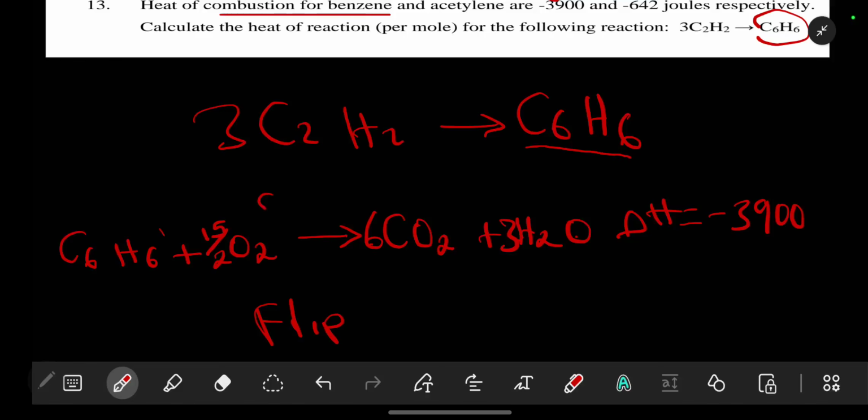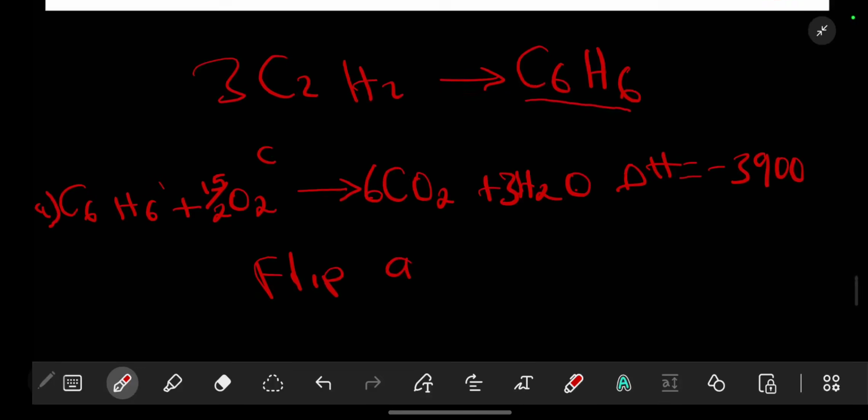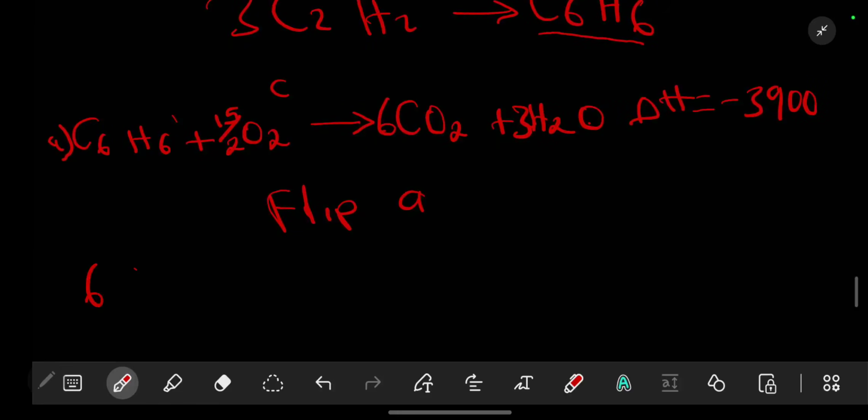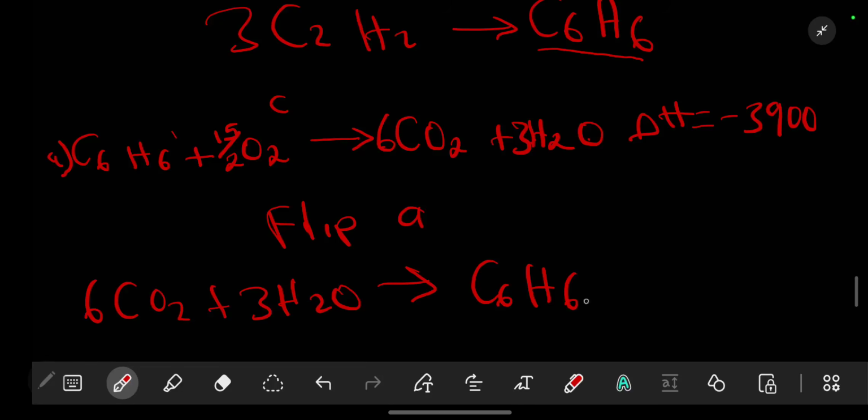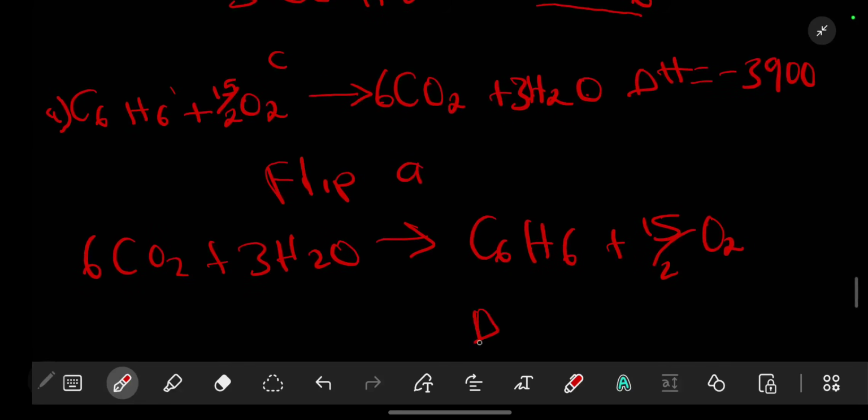So let's call this one our A. Flip A. So that we have our 6 CO2 plus our 3 H2O to produce our C6H6 plus our 15 over 2 O2. Then our change in enthalpy will change to be positive like that.